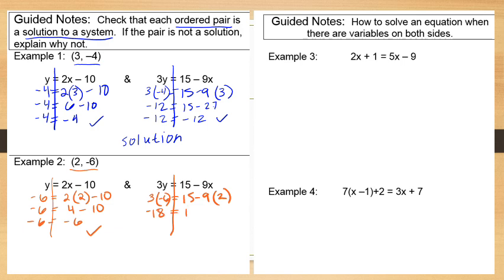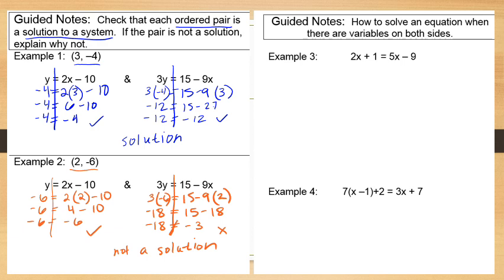-18 equals 15 minus 18. I have -18 equals -3. So this is not equal, so that tells me that this point is not a solution to the system. So I'm going to say it's not a solution because it only works in one of the equations, not both.